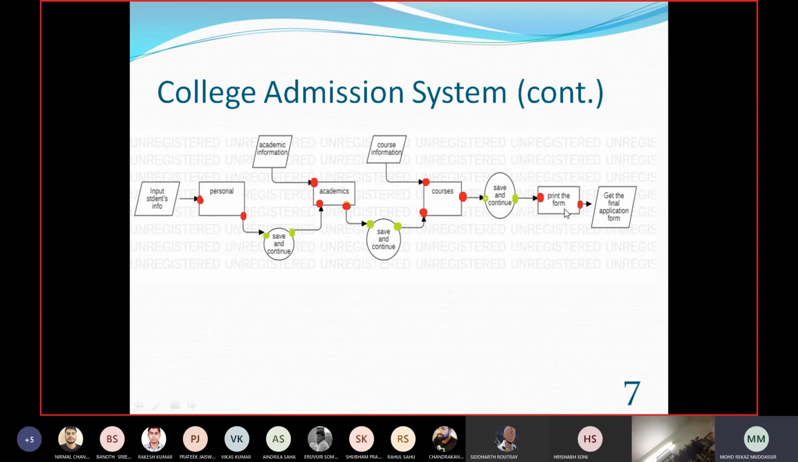And in the print the form, after pressing the print the form, finally we will get our output data, which is an application form in PDF form.